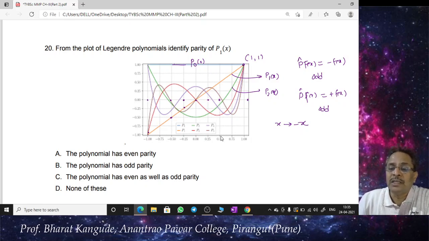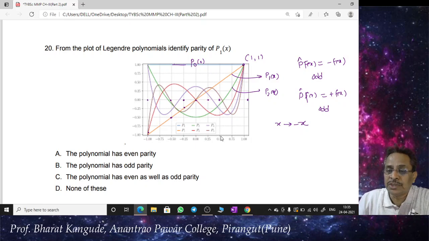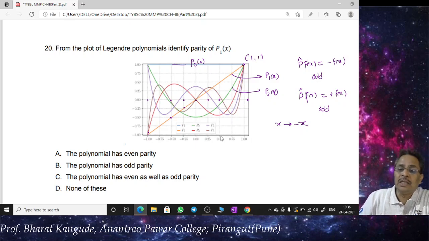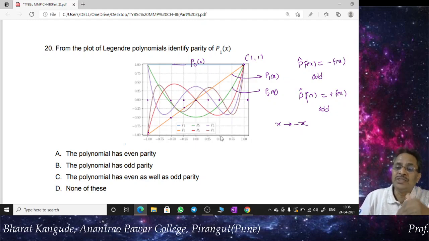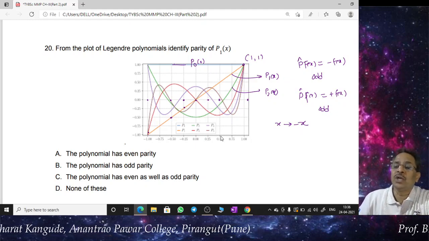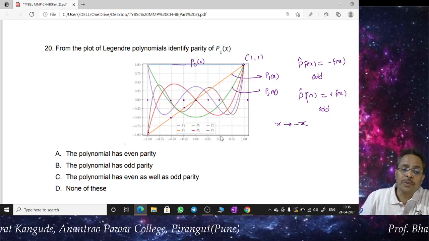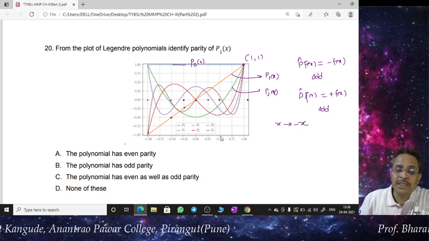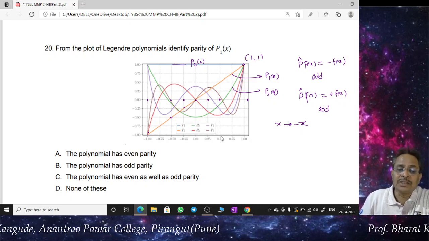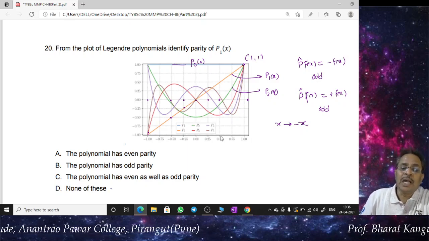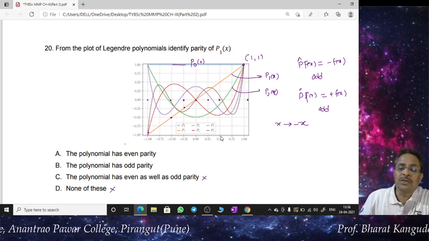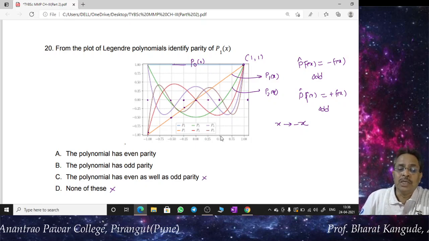That is what the line above in the positive quadrant, the first quadrant, and the line in the third quadrant, which is the reflected image, will change the direction, and that's why it is said to have odd parity. Therefore options are given: the polynomial has even parity, the polynomial has odd parity, the polynomial has even as well as odd parity, and none of these. So this is not correct, this is not correct.